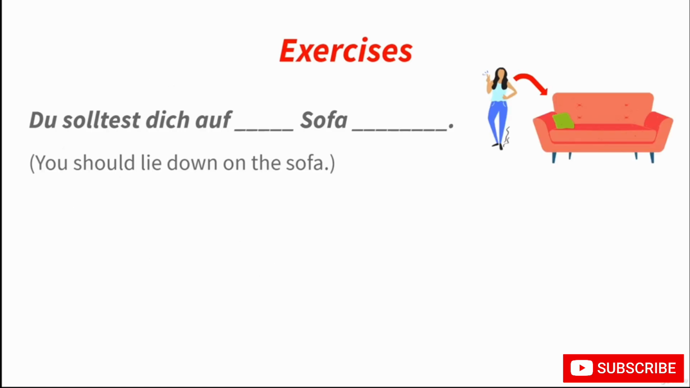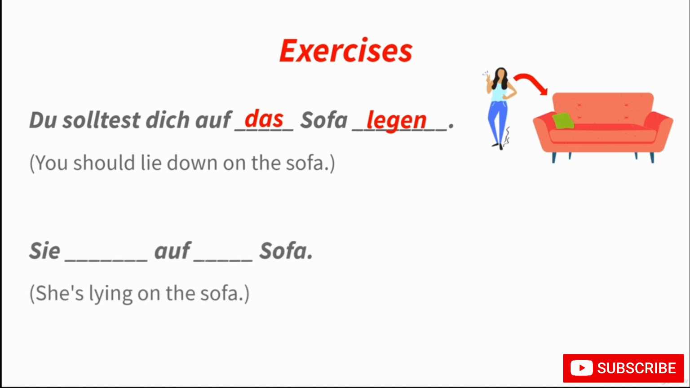In English, you should lie down on the sofa. What do you think is the answer? Auf das Sofa legen. Why? Because we are lying down ourselves on the sofa. There is an action here. We are not lying right now. We have an intention about that. That's why legen must be used, and after the preposition, accusative must be used. Don't forget about that. Sich legen means lie down.